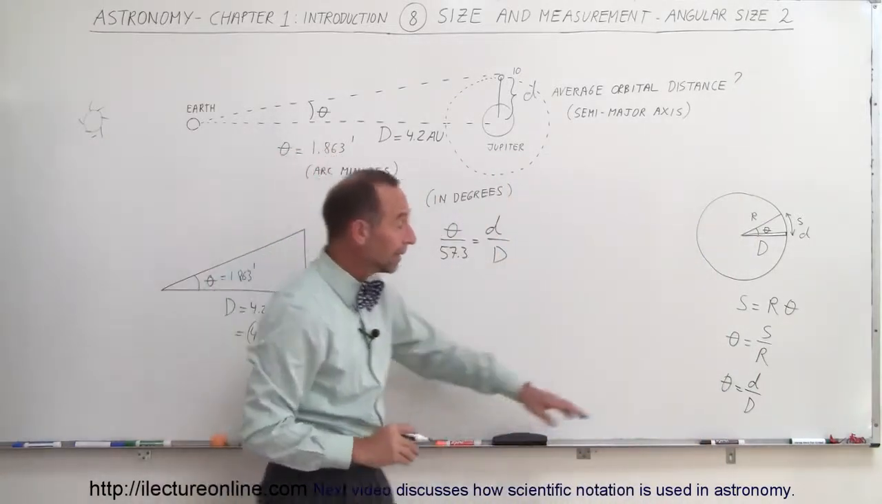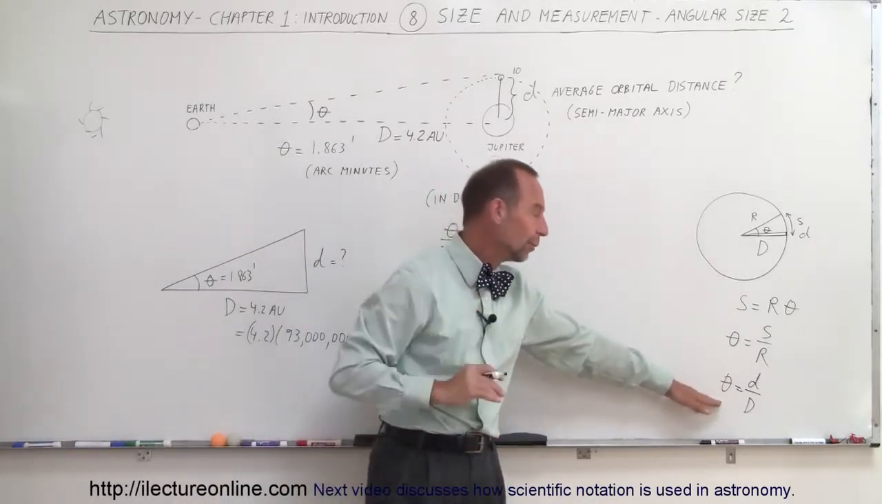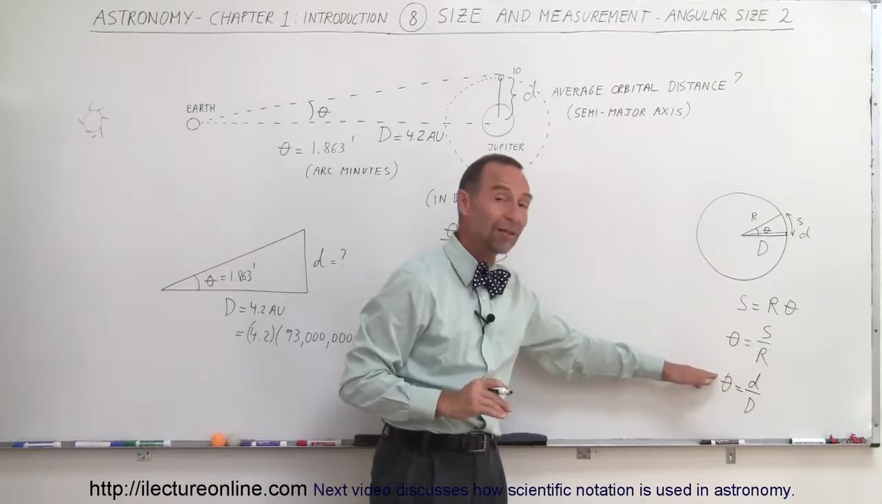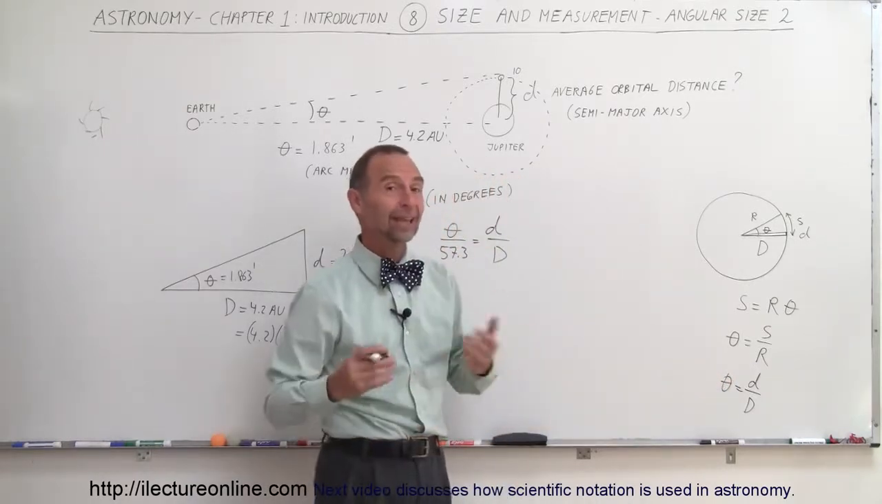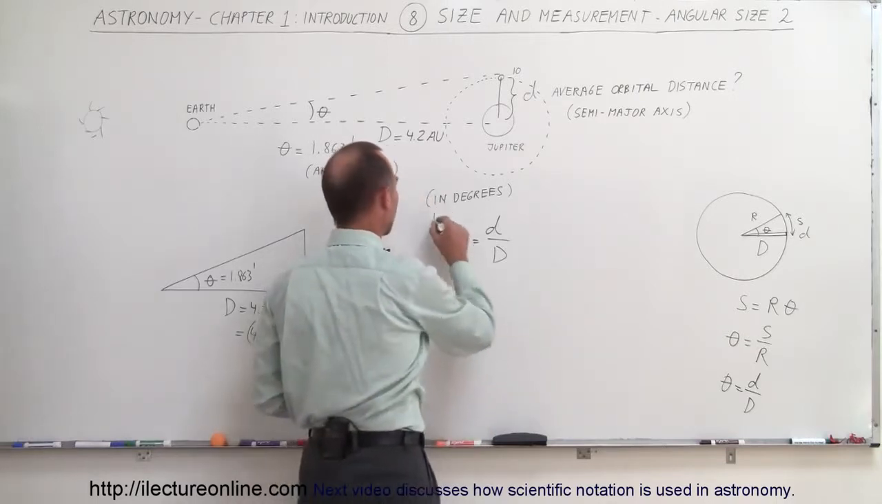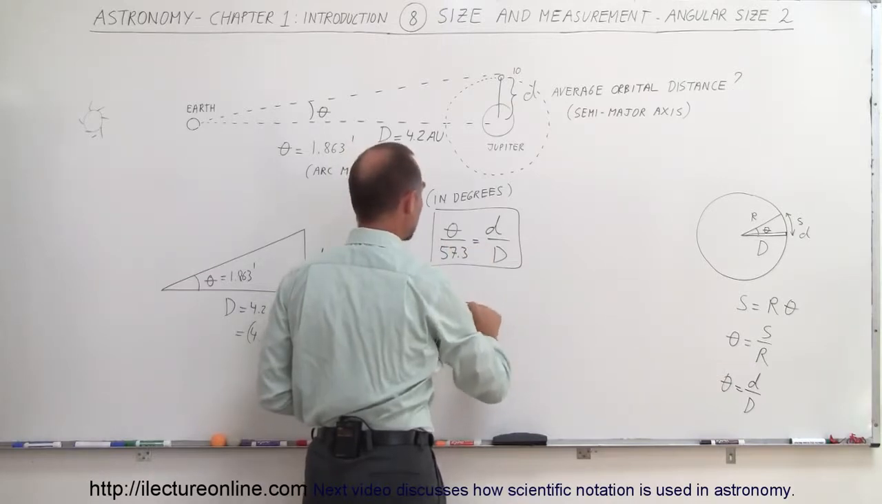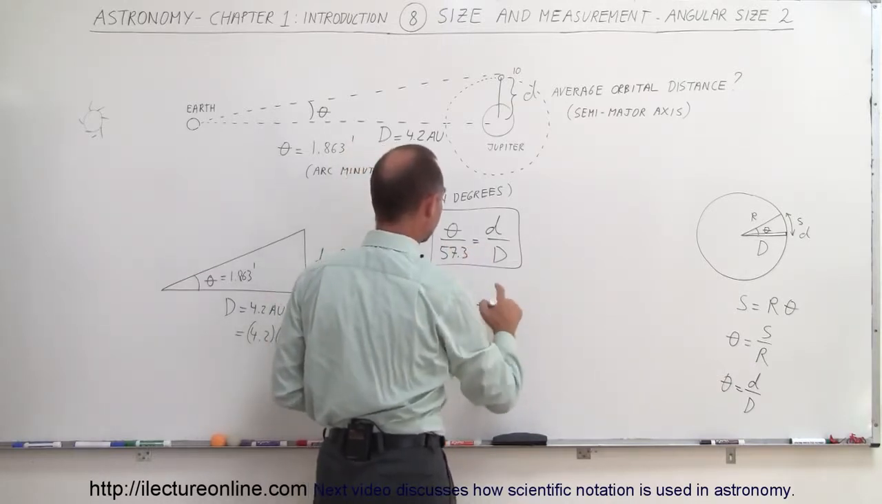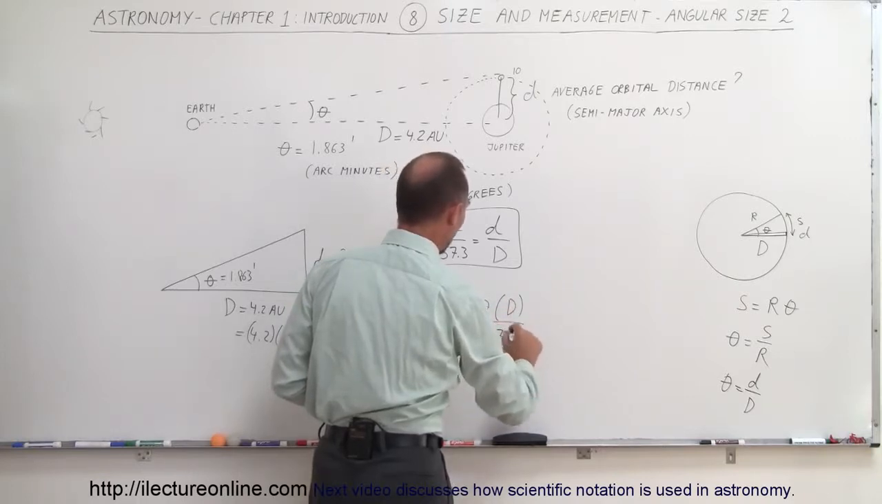Well, it turns out that this is in radians, and there's about 57.3 degrees in a radian. So if we want to convert this from radians to degrees, we have to multiply by 57.3, and so this now becomes our equation. And if we then want to find out what little d is, we can say little d is equal to the angle theta times big D divided by 57.3.